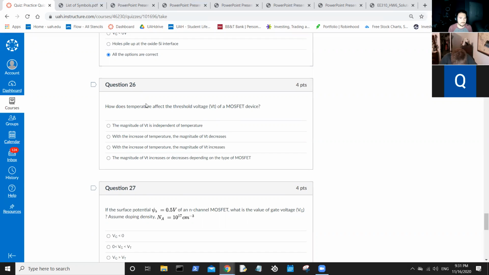So how does temperature affect the threshold voltage of a MOSFET device? Here, notice he doesn't specify a channel type. So with the increase in temperature, the magnitude of threshold voltage decreases. With an increase in temperature, the magnitude of threshold voltage increases. The magnitude of threshold voltage increases or decreases depending on the type of MOSFET, or the magnitude of threshold voltage is independent of temperature. We know it's not independent of temperature. We know that an increase of temperature does not cause an increase in the magnitude of it.